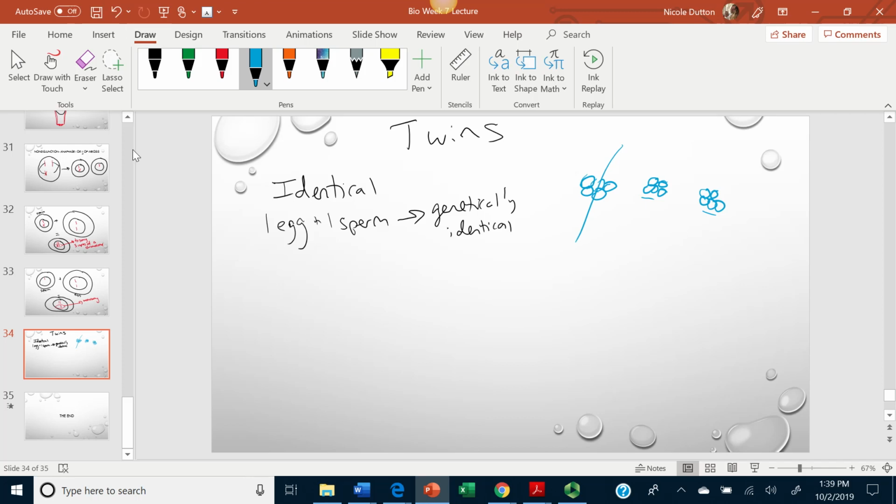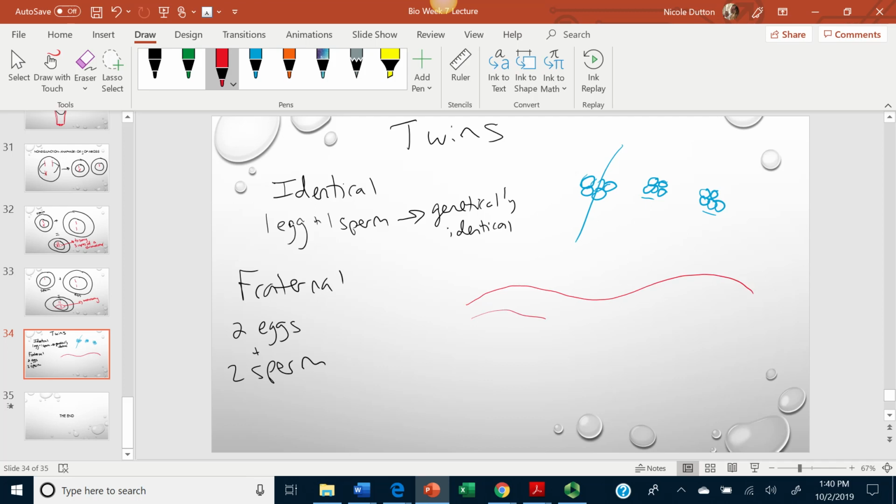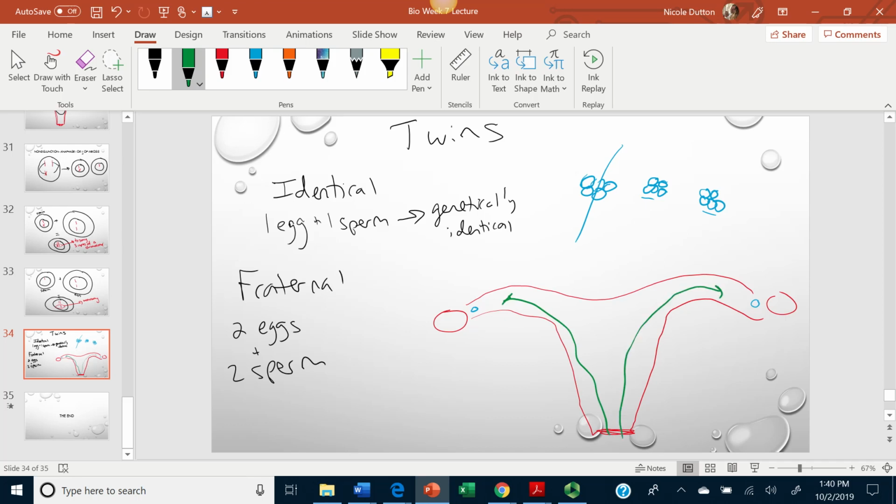Fraternal twins, on the other hand, you have 2 eggs with 2 separate sperm. So if we go back to our diagram of the uterus, you can have, and we'll do the ovary as well, 1 egg released from this ovary and 1 egg released from this ovary, and then sperm can swim up and fertilize them at the same time.